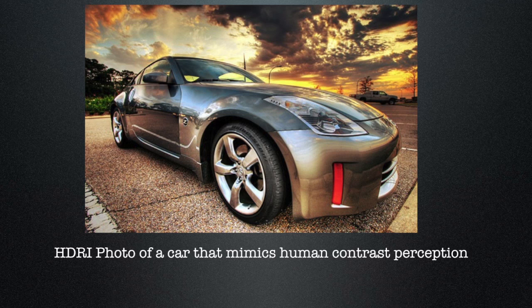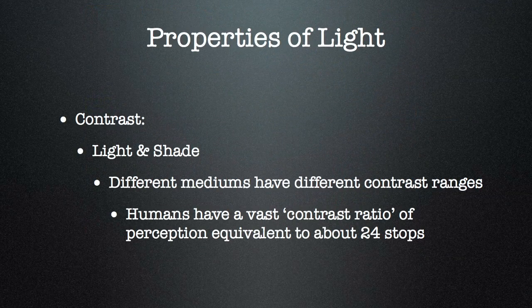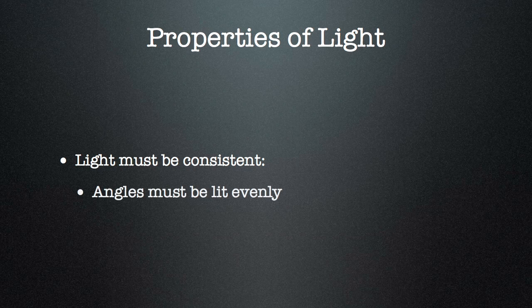You may have to squint to look directly at the sun, which you probably shouldn't do anyway, but what I'm trying to say here is that the human eye can appreciate a lot of contrast. In fact, the equivalent to around 24 stops if we equate that to a camera system. So the light must be consistent, that's quite important, and angles must be lit evenly.